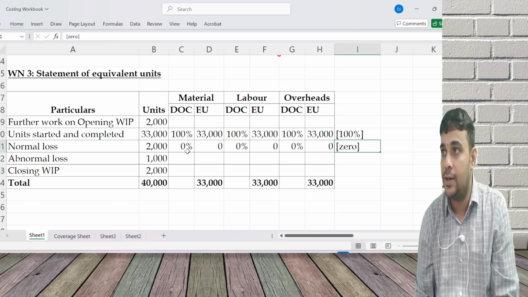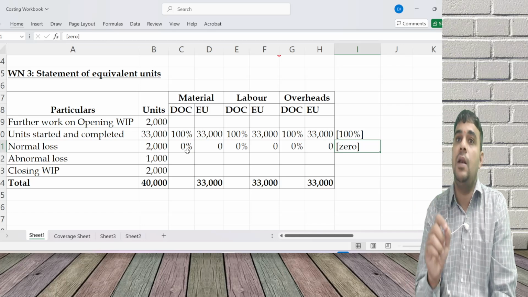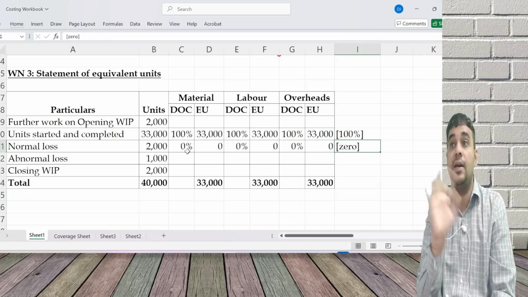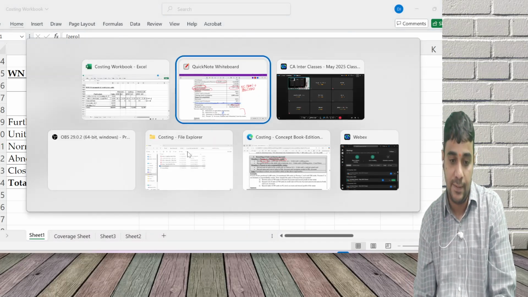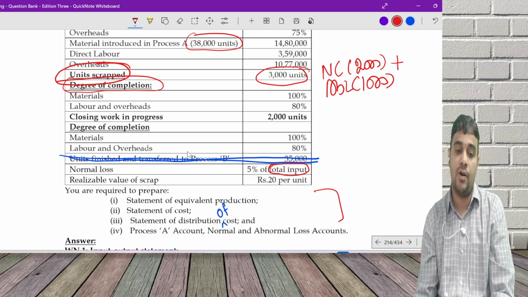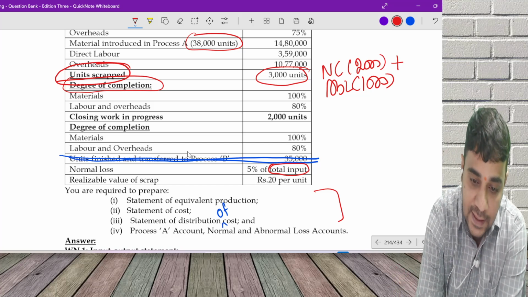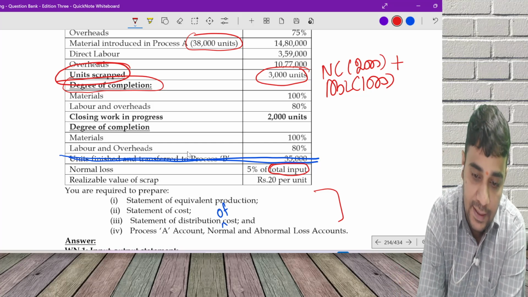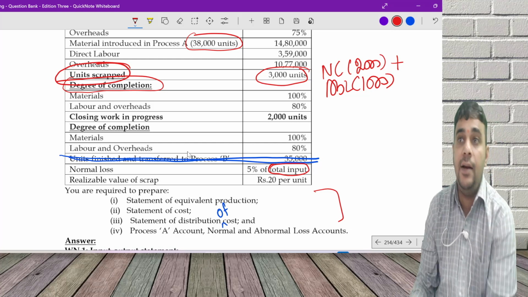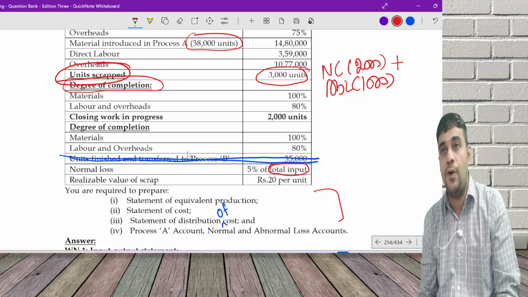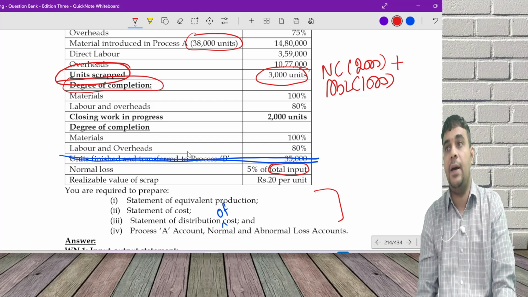Now my denominator for calculating cost per unit is 33,000, 33,000 and 33,000. Abnormal loss: the question has said we have not incurred full cost. What have we incurred on abnormal loss? The question is saying some cost we have incurred on abnormal loss: 100% for material and 80% for labor and overheads.